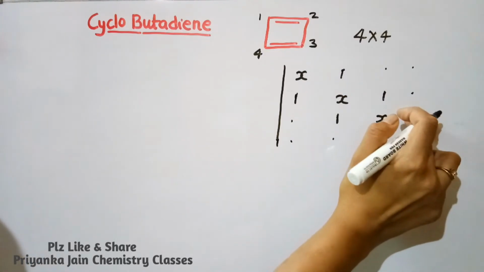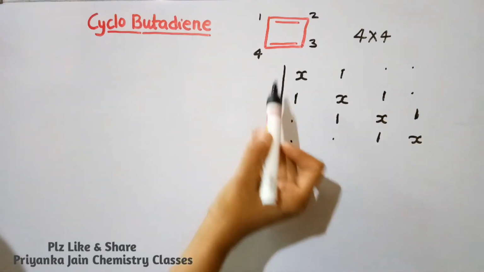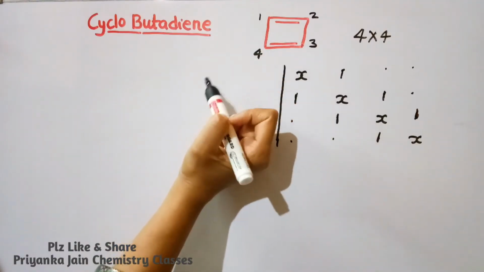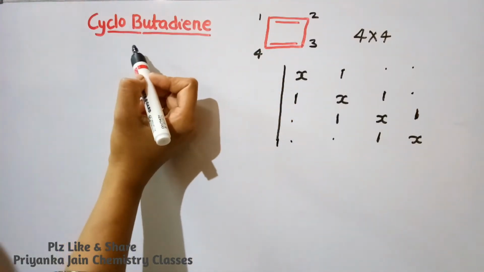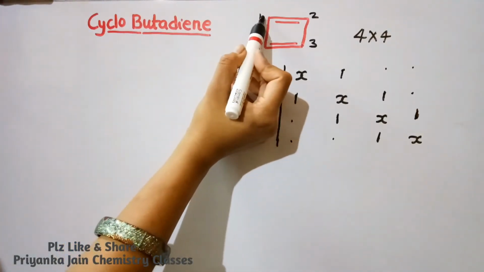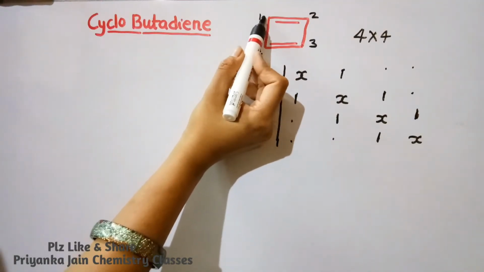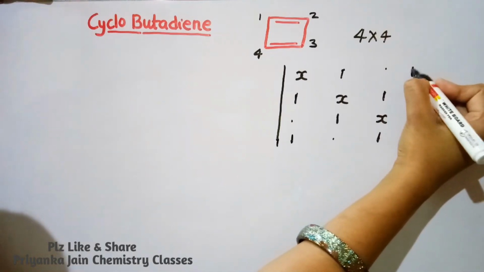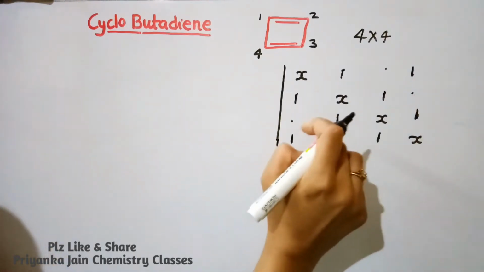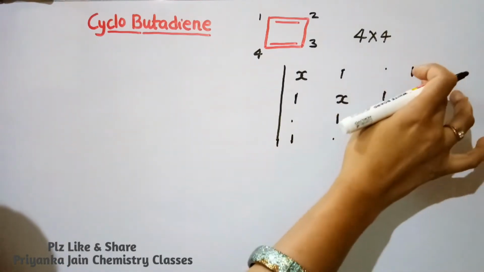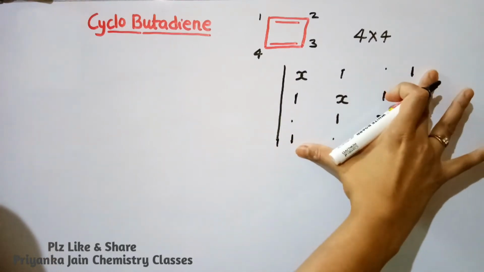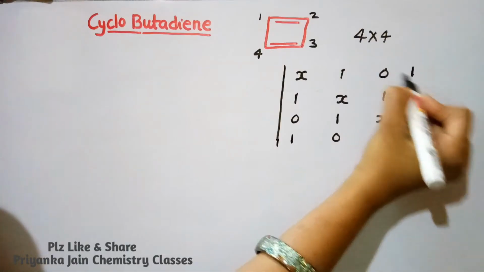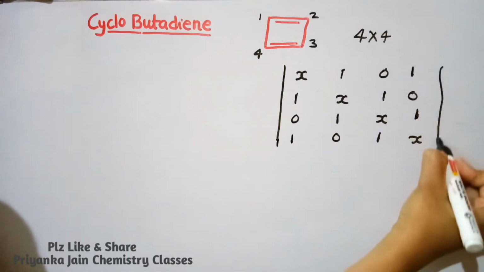Now see here, in the linear polyenes there was no bond between C1 and C4, but in the cyclobutadiene there is a bond between the corner carbon atoms, it means C1 and C4. So we have to write down here 1 and here 1. This is for H14 and this will be for H41. So we have to write down here 1 1. Okay, and here we have to write down 0 0. In this way you have to make the secular determinant here.